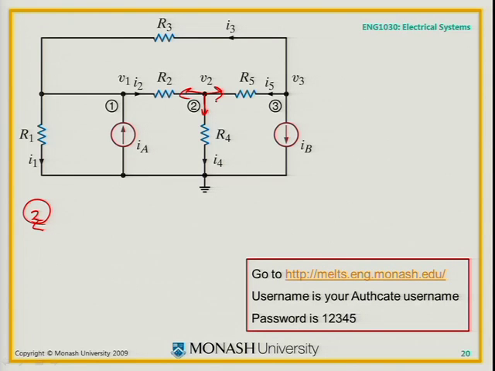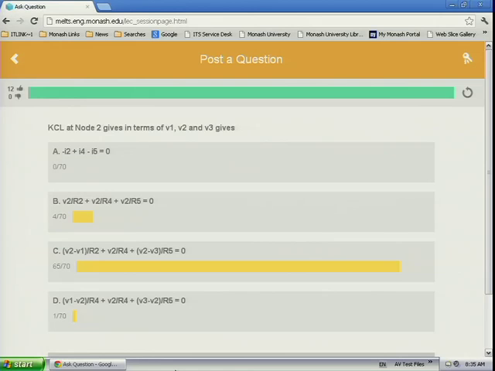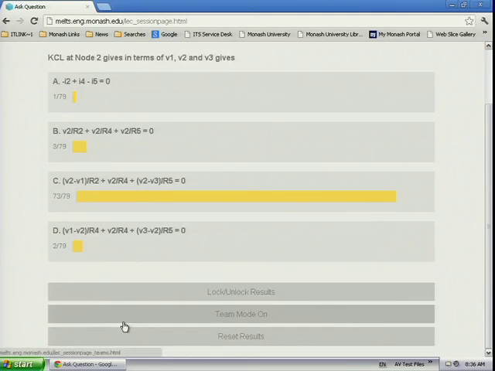Should we have a look? A lot of answers already. Whoa. All right. That's pretty solid. Looks pretty good. So a whole lot of people said C. Let's just double check it.